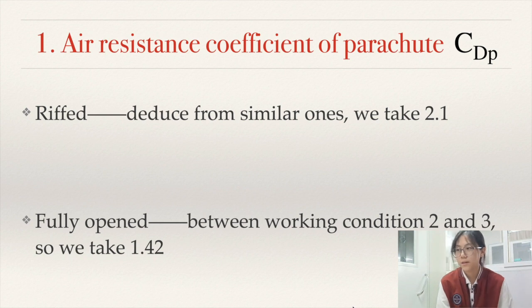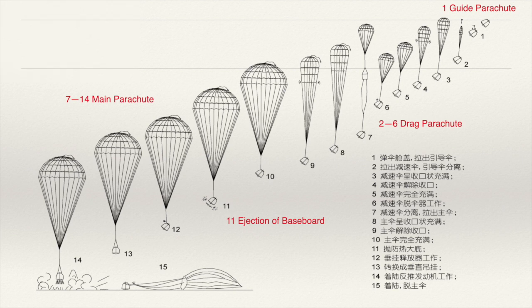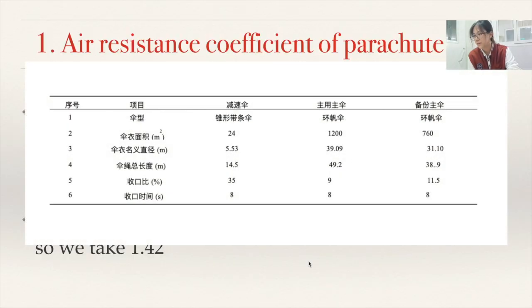Now the first one, air resistance. This coefficient is called CDP, where P stands for the parachute. And as you can see, the drag parachute and the main parachute are reefed for several seconds, and then it is opened fully. Basically, reefing is saying that the opening of the parachute is limited, so that the parachute will not be broken by the huge drag force. So for the reefed one, the reefing ratio is 9% for the main parachute.